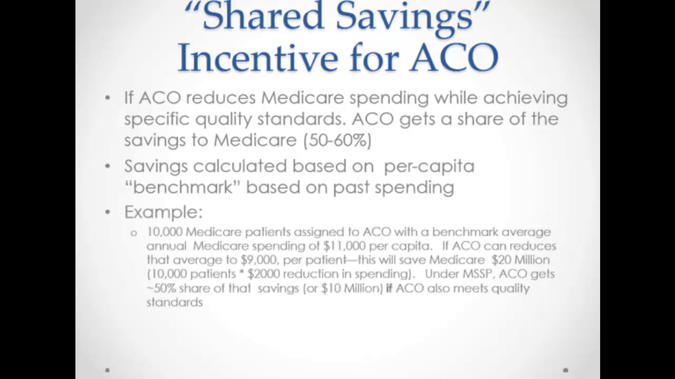So as an example, let's say you have 10,000 Medicare patients that get assigned to an ACO, and the benchmark average annual Medicare spending for each patient is $11,000. If the ACO can reduce that average to $9,000 per patient, this will save Medicare a total of $20 million. 10,000 patients times this $2,000 in reduction per patient equals $20 million. Under the MSSP, the ACO would get about 50% of that share of savings, or $10 million, if the ACO also meets quality standards. So this $10 million shared savings bonus payment would be the financial incentive to provide high quality and cost-effective care.